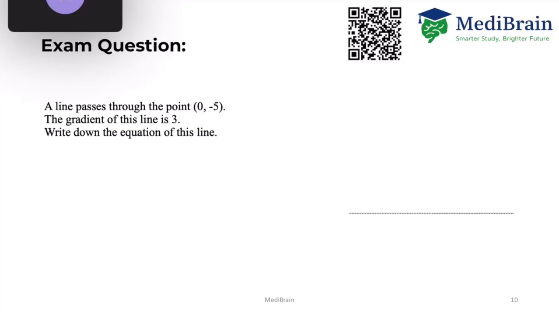Okay. I've seen a lot of good answers come in, so well done, everybody. I'm going to go through the answers now. Okay, so we have a line that passes through the points 0, -5. The gradient of the line is 3. Write down the equation of this line.